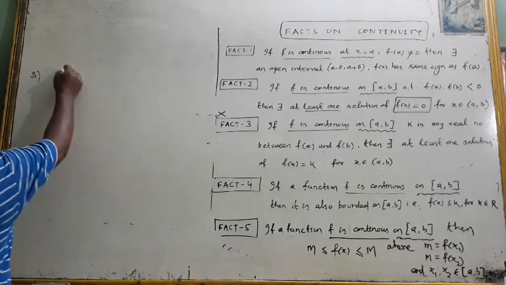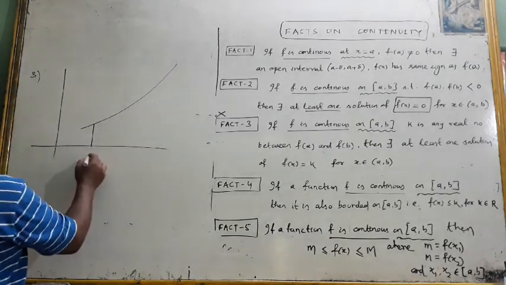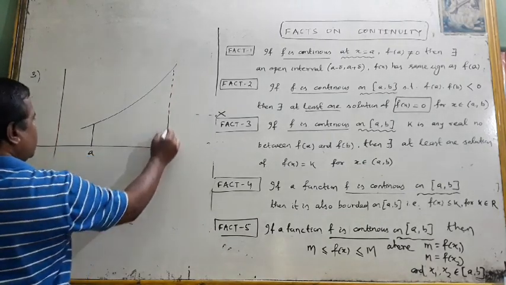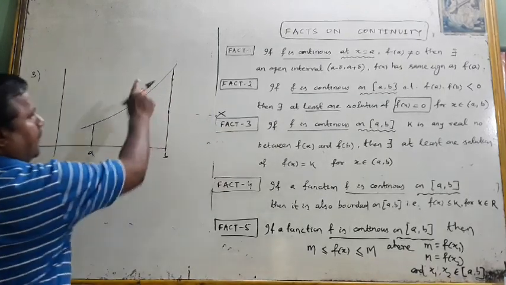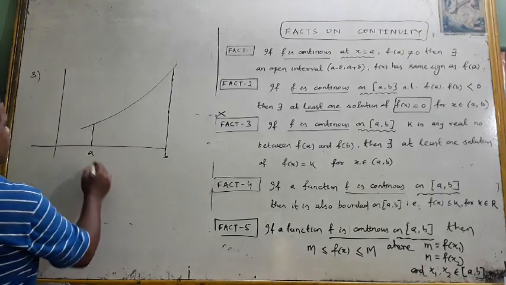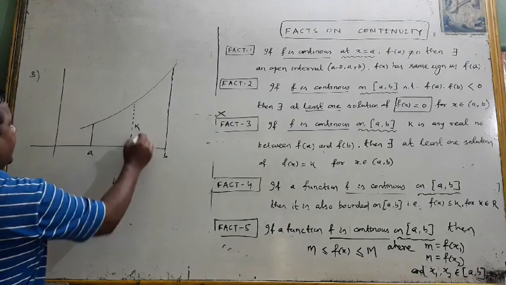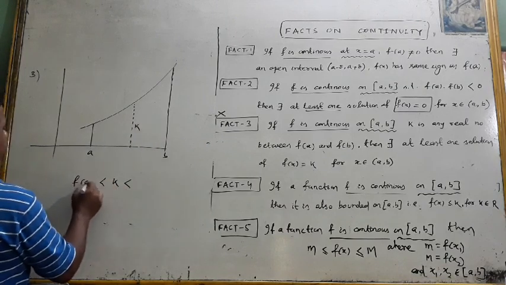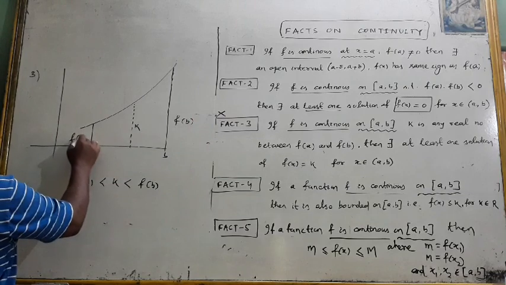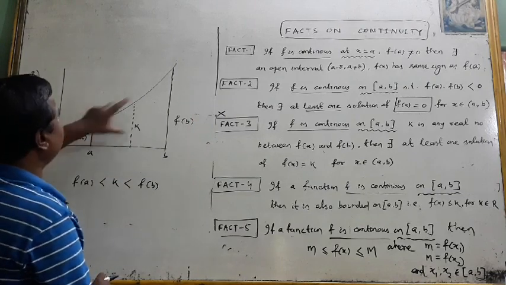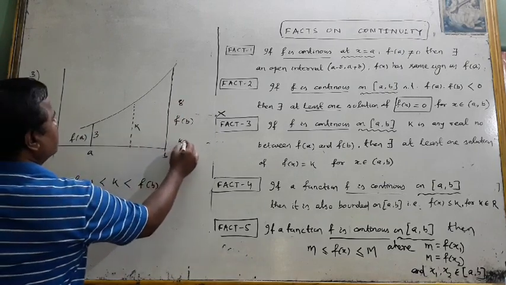Now fact 3. Suppose this is a continuous function, continuous on [a, b]. k is any real number between f(a) and f(b). Suppose this height is k. The value of k lies between what and what? Between f(a) and f(b). This height is f(b) and this height is f(a), and the value of k lies between these two heights. Suppose this is 3, this is 8, and k is, say, 7.